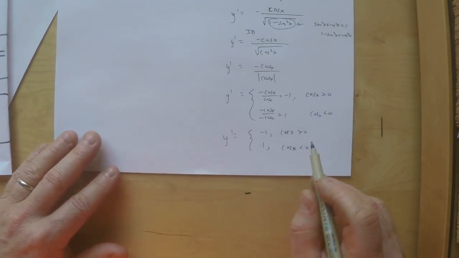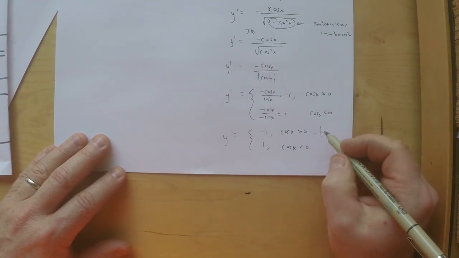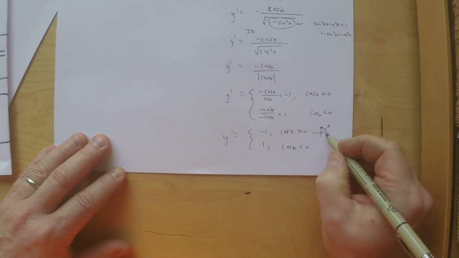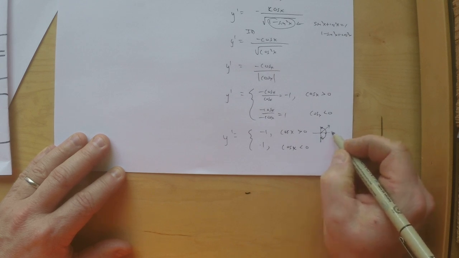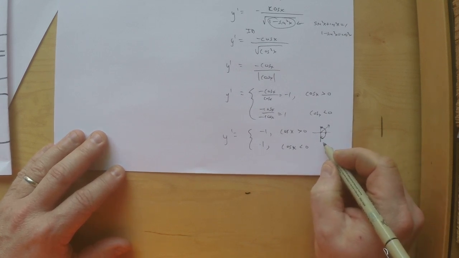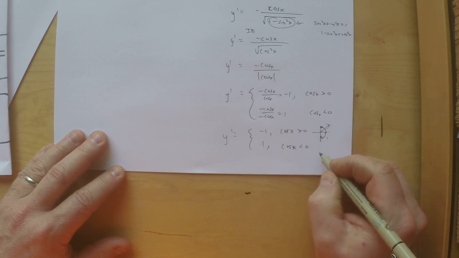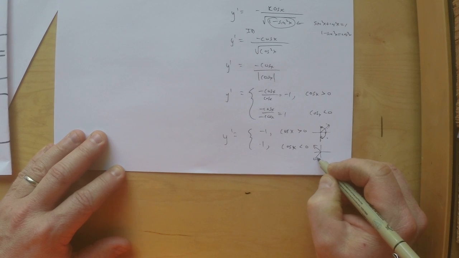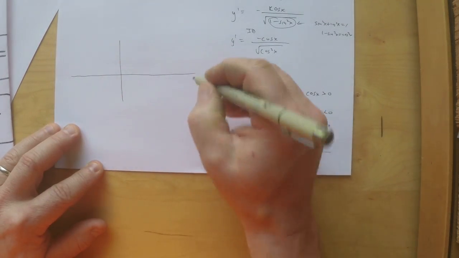So let's think about it for a minute. Think about your quadrants. When is cosine positive? It's positive here between 0 and 90, and it's positive here between 0 and negative 90, or 270 and 360, depending on how you want to look at it. So in quadrants 1 and 4 it'll be positive, and in quadrants 2 and 3 it'll be negative. So what does that mean?